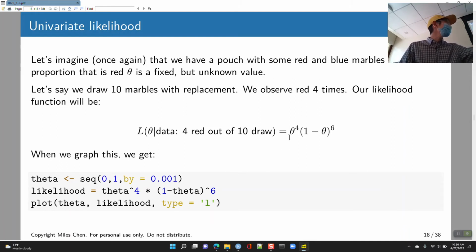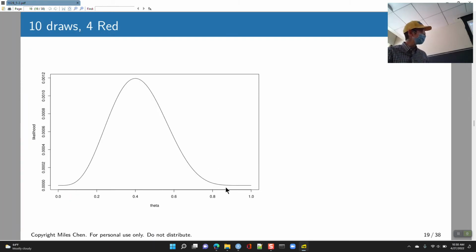That would be unlikely. So we're expecting probably something around 40% red, and values around 40% will be high. Could it be 50% red and I got 4 red and 6 blue? Sure, that seems pretty likely. And so what we're going to see is the graph of the likelihood function, where we just say, well, for different values of theta, what could it be? And this ends up being our picture.